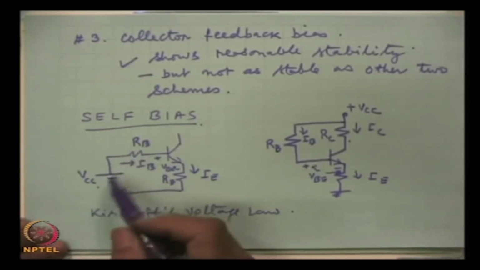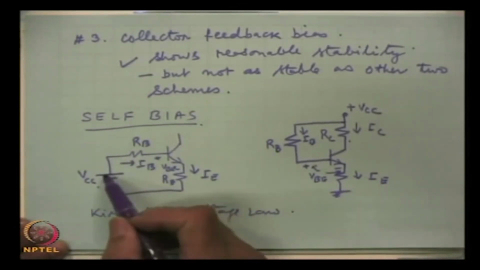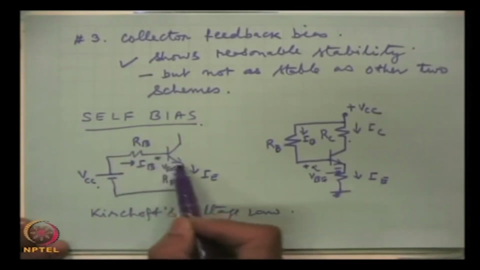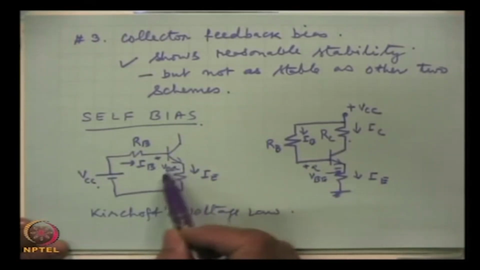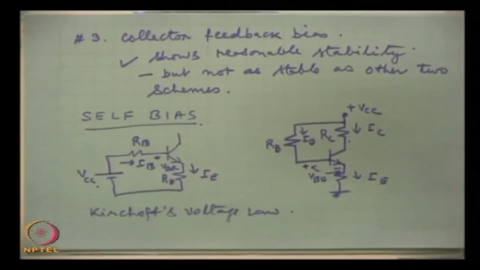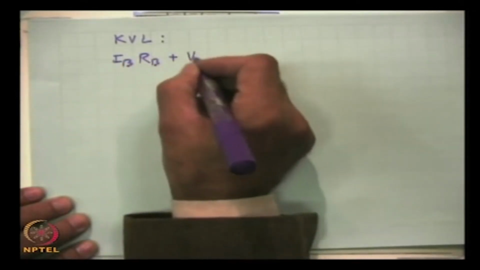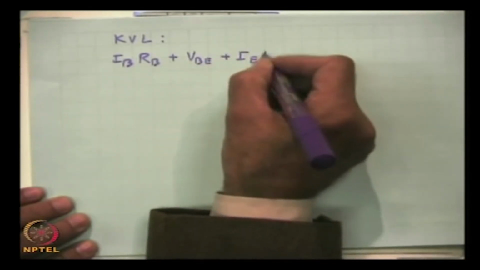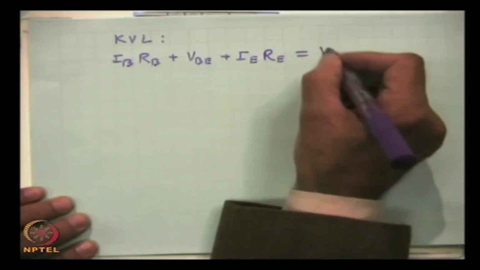So, we can write that VCC will be equal to the voltage drop here, this voltage drop, and this current will have a voltage drop here. So, Kirchhoff's voltage law applied to the input loop gives IB RB plus VBE plus IE RE equal to VCC.